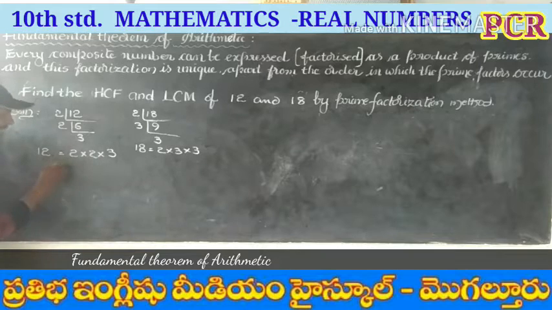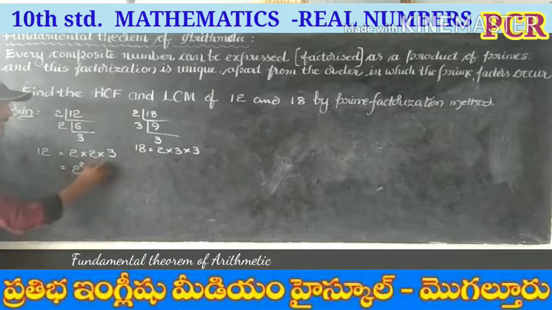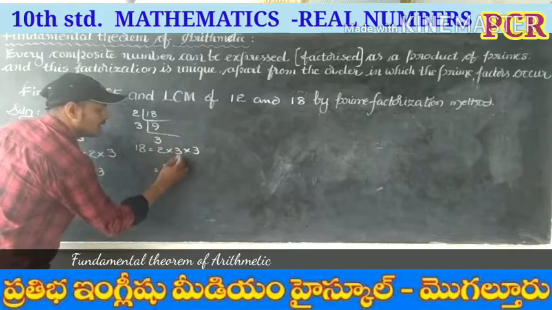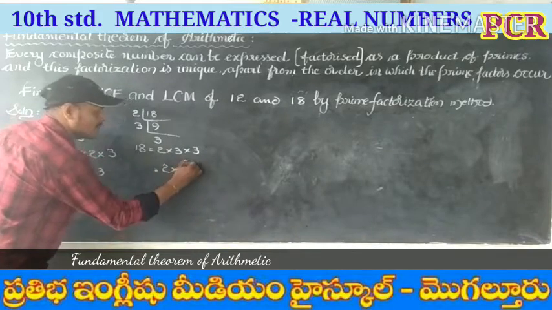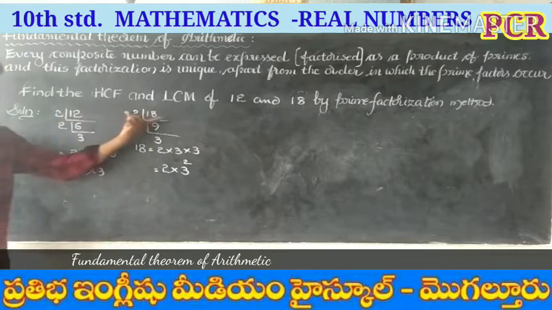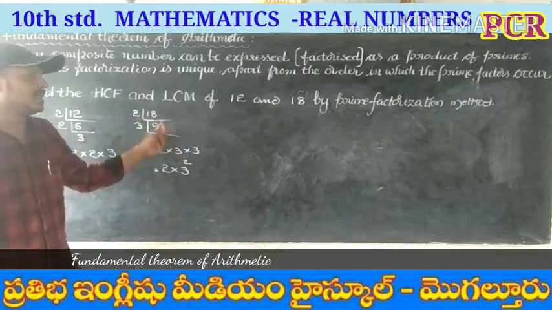And we can write this 2 into 2, 2 how many times? 2 square, into 3. And we can write 18 as 2 into 3, 3 two times, 3 into 3, 3 square. Now this is the prime factorization of 12 and this is the prime factorization of 18.